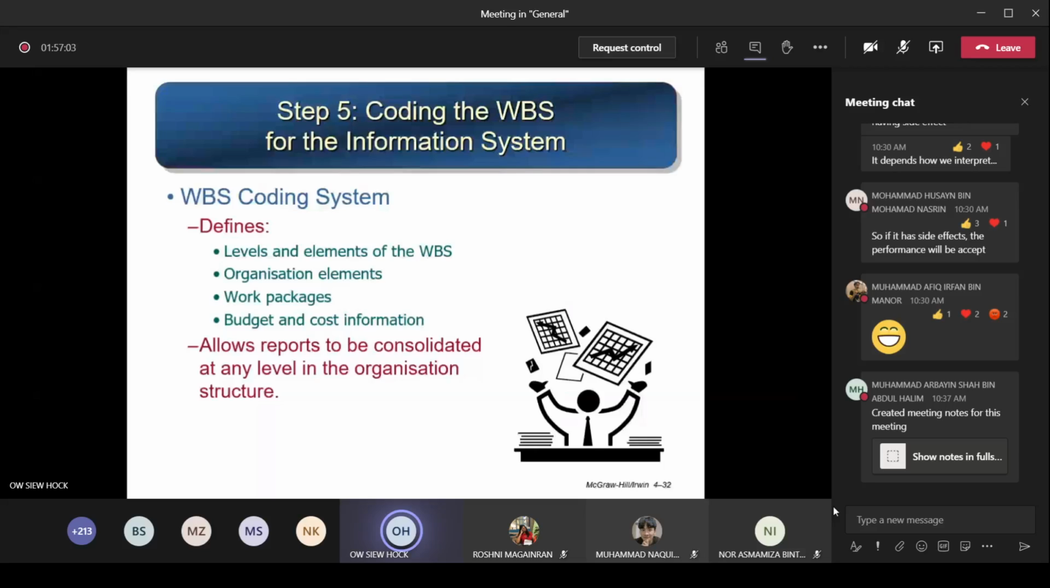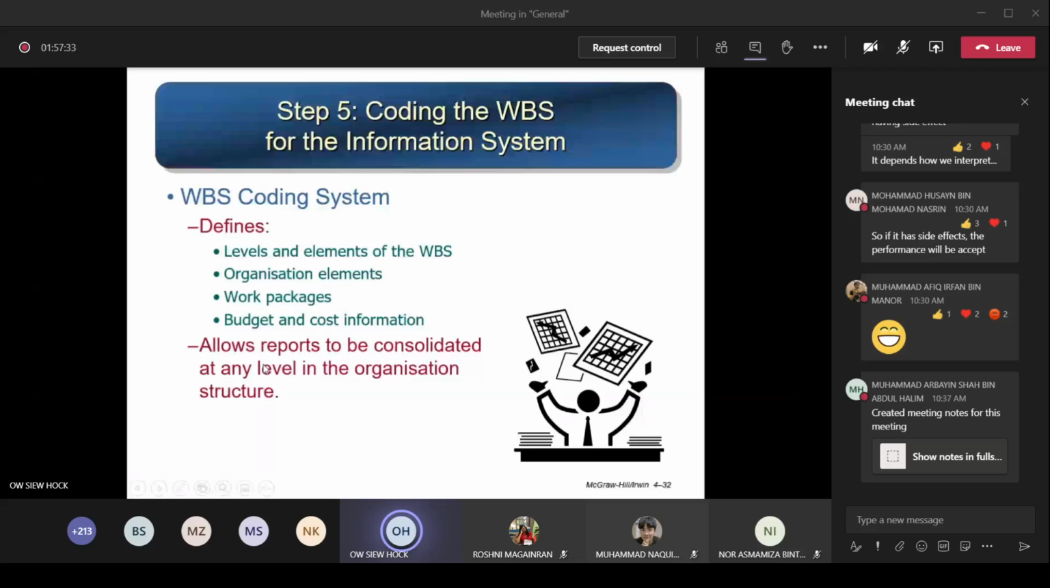So the lowest level, as mentioned just now, is called the work package. It's the lowest, cannot be broken down anymore, and you can assign it to somebody in charge, an owner. You can have somebody in charge who owns the task, but more than one person can work on it. Budget and cost information: by having this lowest level, you will allocate how much money the owner needs to carry out and complete these work packages, and also the time frame, how much time is given. So that's how you monitor this.